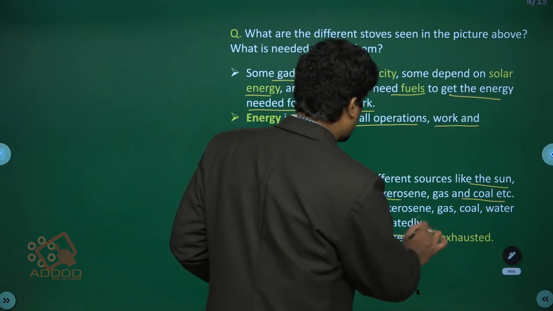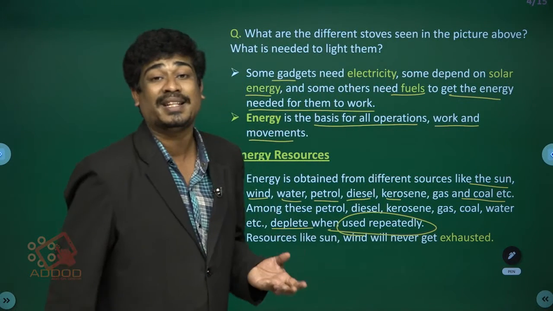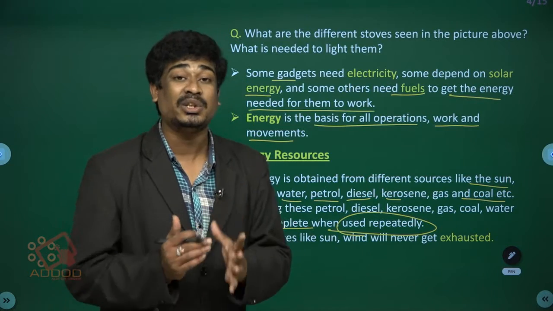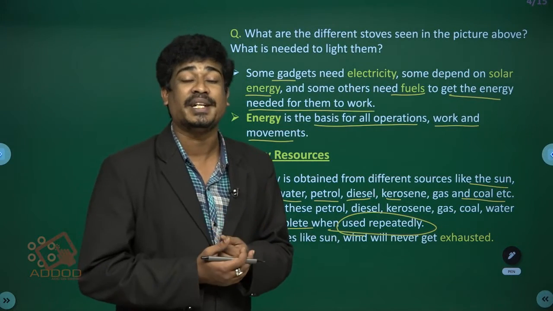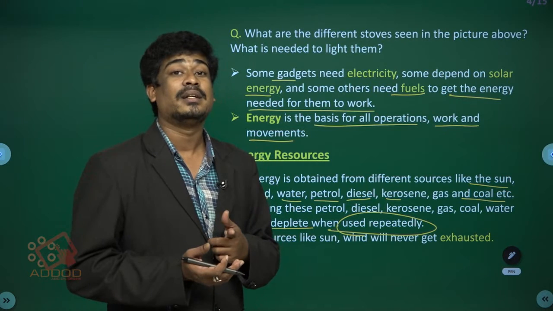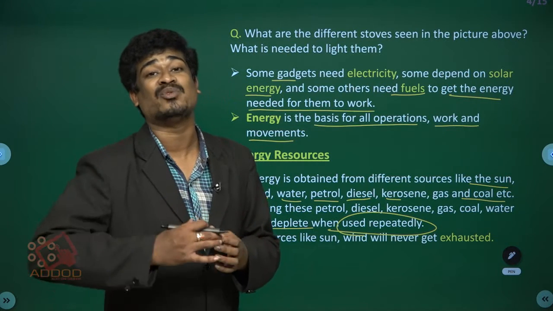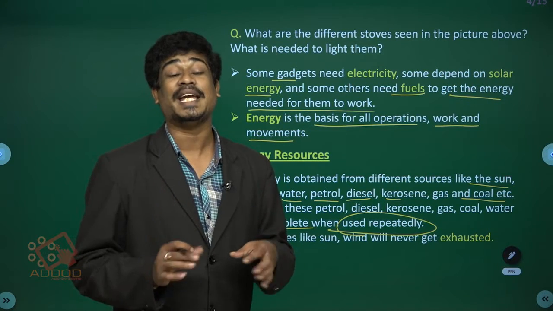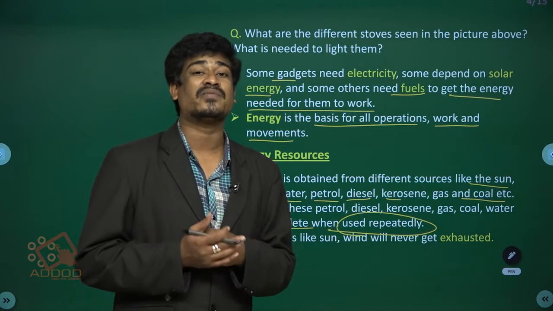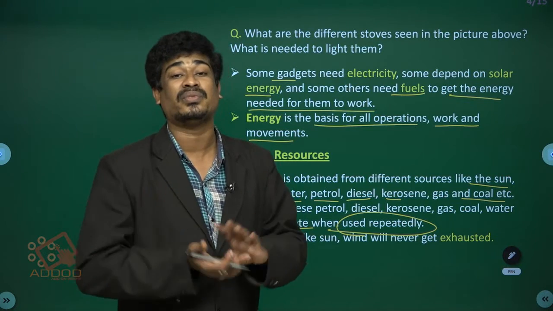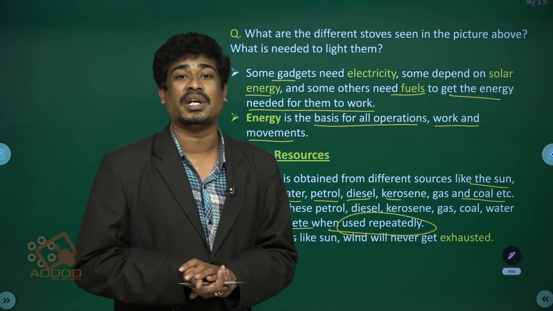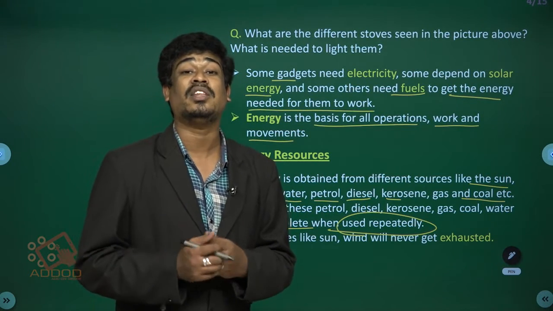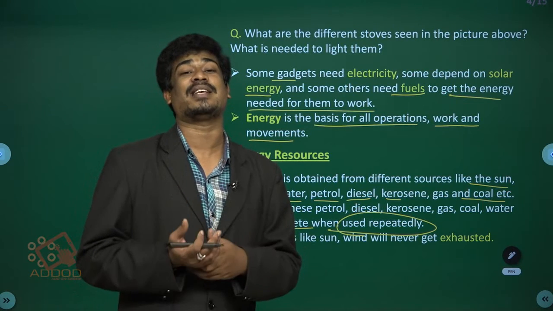Among these, petrol, diesel, kerosene, gas, coal, water, etc. deplete when used repeatedly. When used repeatedly, what will happen? These things get exhausted. We cannot see those things while using repeatedly. But by using sunlight, what will happen? That is abundant, infinite. Today we use 2 hours of sunlight. Even tomorrow also we can use 2 hours of sunlight. Nothing will happen. That is not exhausted.